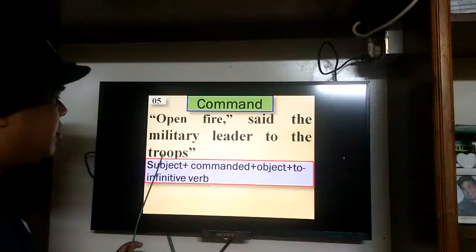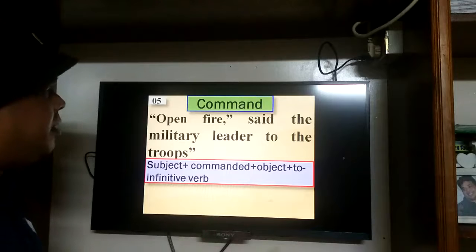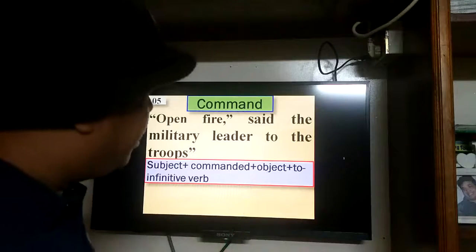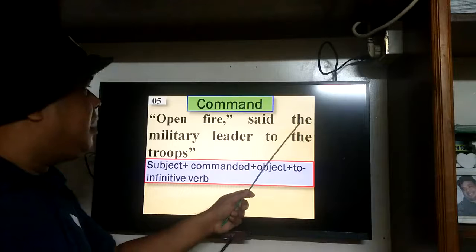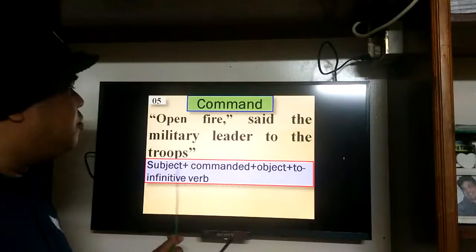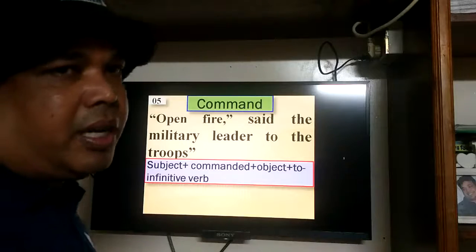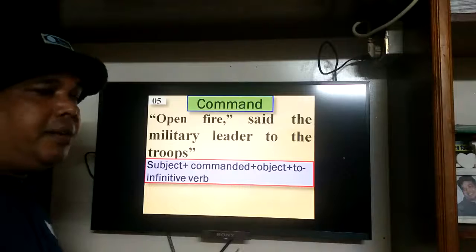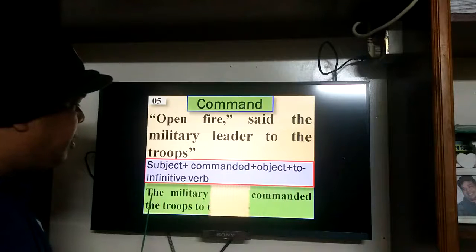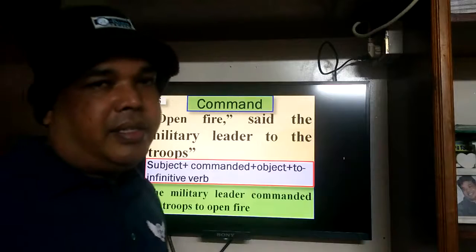First you can follow subject plus commanded plus object plus infinitive verb. So I'm repeating the answer. The military leader commanded the troops to open fire. So you can match your answer with me. The military leader commanded the troops to open fire. That's it.